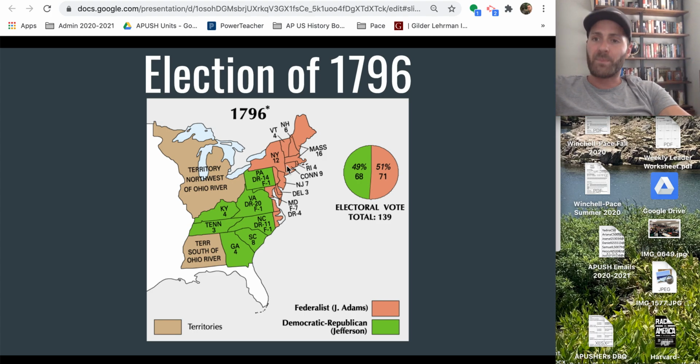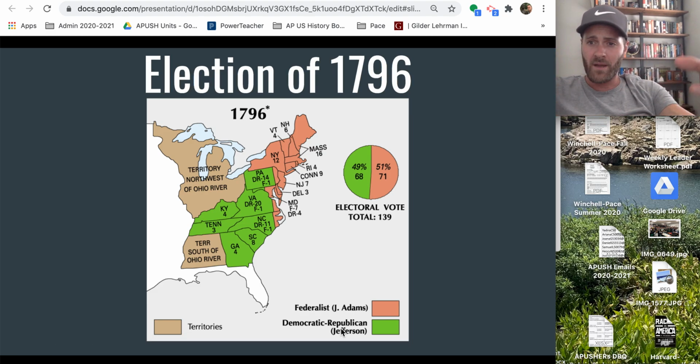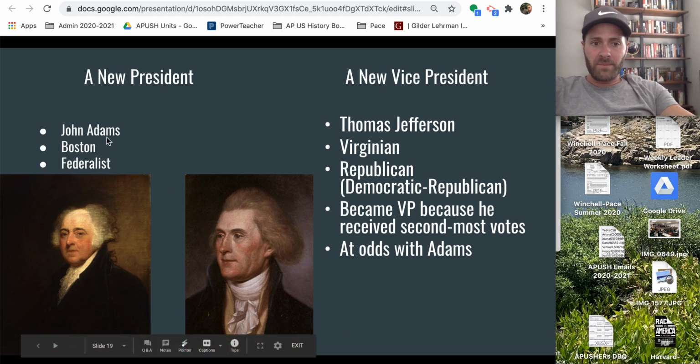John Adams takes the White House. At the time, which would be hilarious now, no longer the case, the person that finishes second in the presidential election becomes the vice president. So now Adams and Jefferson, after running against each other and hating each other and being very opposed to each other on policies, are now the president and the vice president.